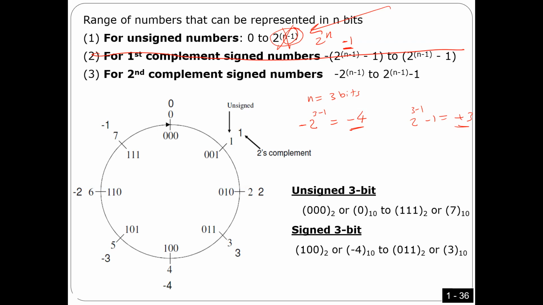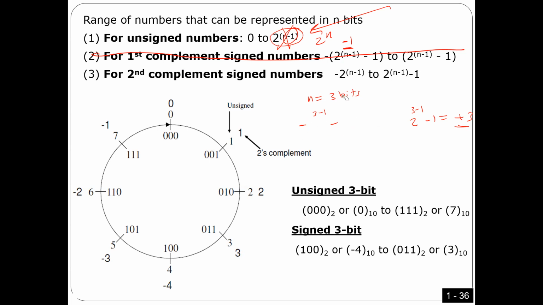By the way, 2 to the power of n minus 1 is actually half of the numbers, 2 to the power of n divided by 2. You can see, I told you all the numbers we have are 2 to the power of n. That's all the combinations we have. Half of them are going to be negative. The other half, one is taken for 0, and the rest go to positive. That's why we have 1 positive less.